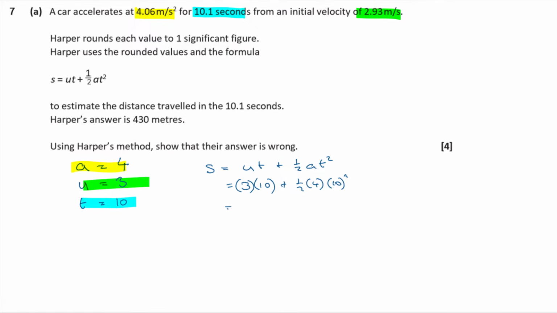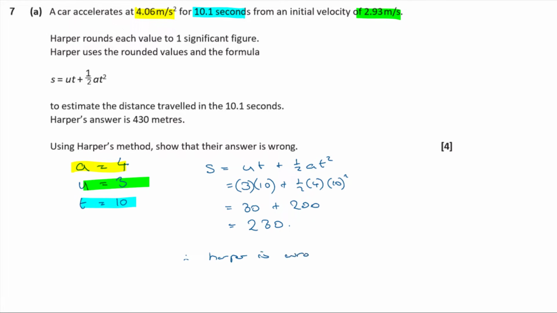Okay, so applying BIDMAS, I've got to do the squaring first, but it doesn't affect that first bit, so I'm just going to go ahead and multiply that at the same time. So 10 squared is 100, and then 100 times 4 is 400, and 400 divided by 2 is 200. So that's 30 plus 200. That comes out to be 230 and not 430.